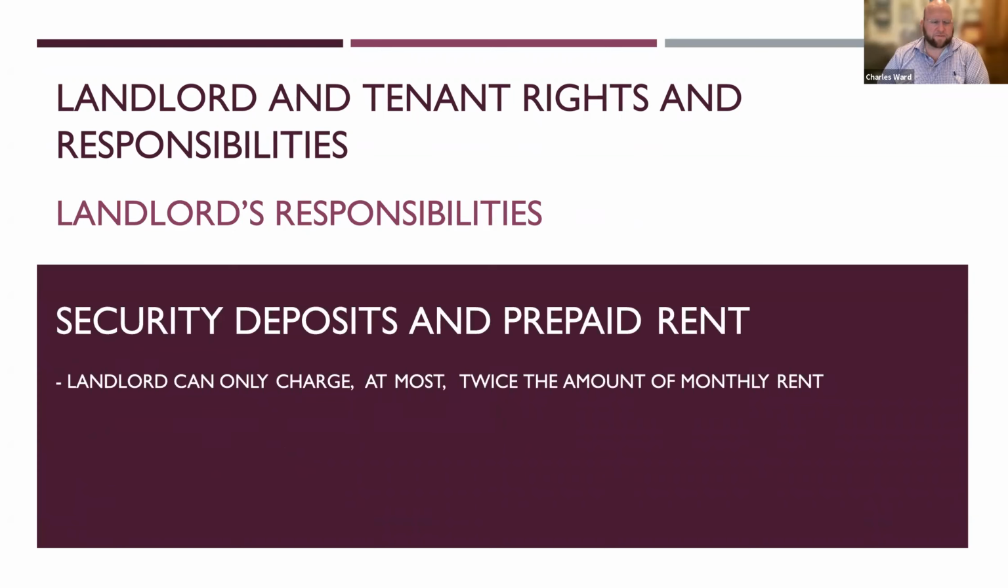A landlord for security deposit can only charge at most twice what the amount of monthly rent is. However, if the rent is more than $2,000 a month, this limitation does not apply. So if you're representing a tenant who's paying $1,000 a month in rent and has been charged a $5,000 deposit, then part of your remedy right there would be to go after the excess portion of that deposit.